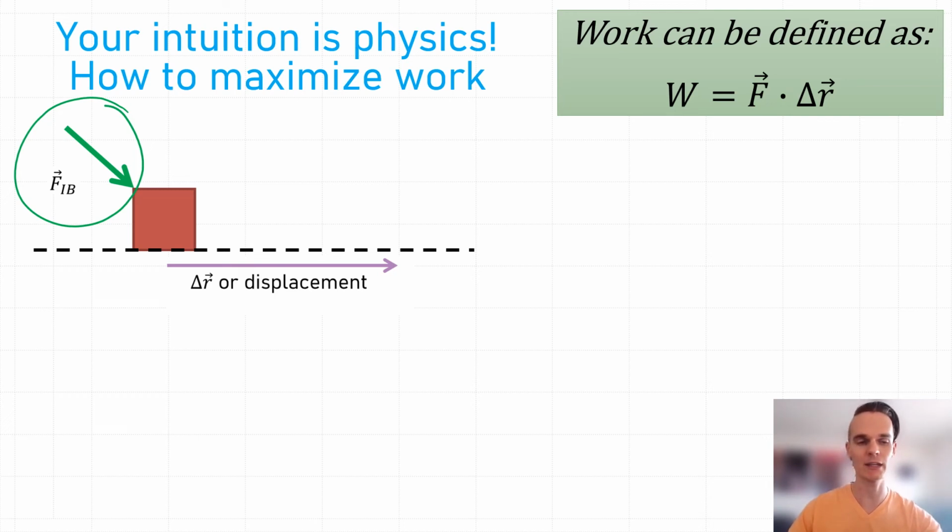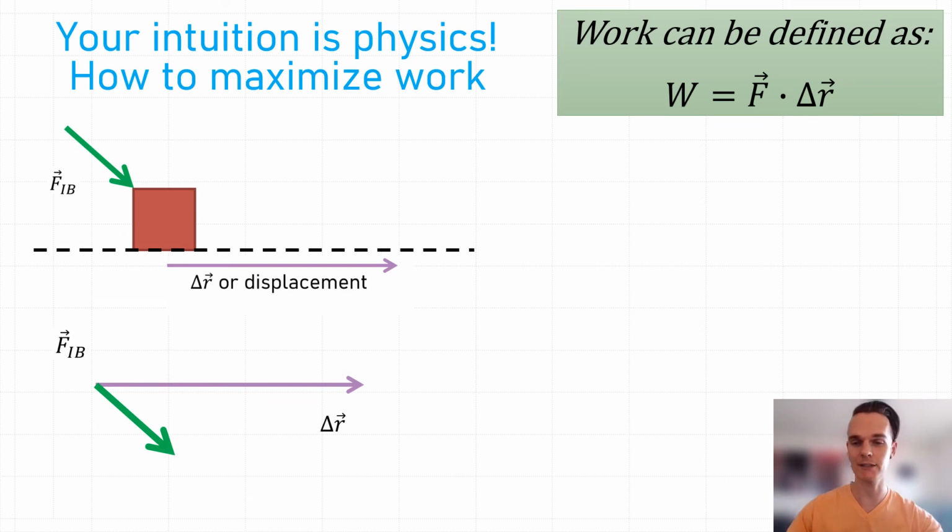We want to calculate the dot product between the force vector and the displacement vector. So we need to identify the smallest angle between these two vectors when they're placed tail to tail. So the smallest angle is going to be here. Let's say that that angle is equal to 45 degrees.